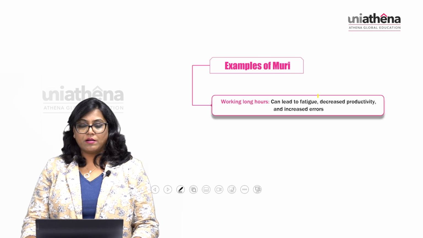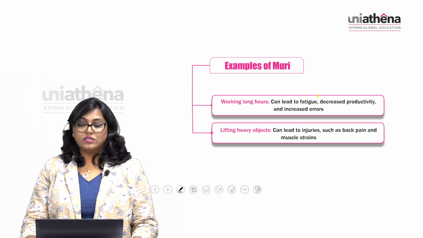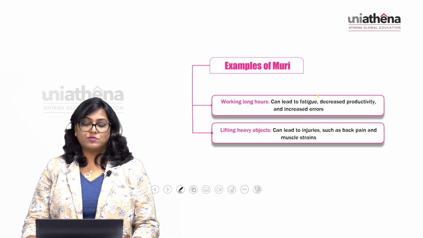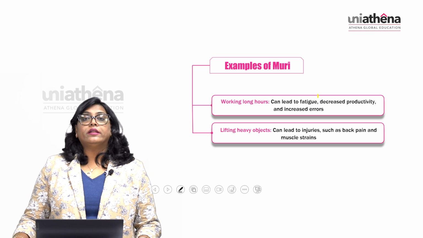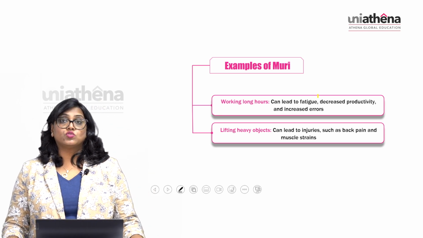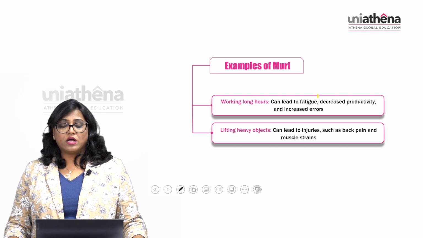Let's look at certain examples of Muri, like working long hours. It can lead to fatigue, decreased productivity, and increased errors. For example, you can ask a sales executive to work for long hours in the hot sun in the field. That's going to make him tired and inefficient in his task.